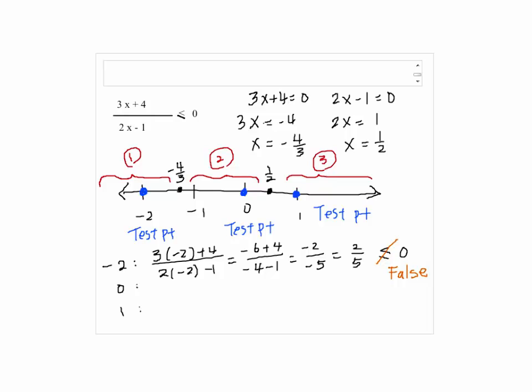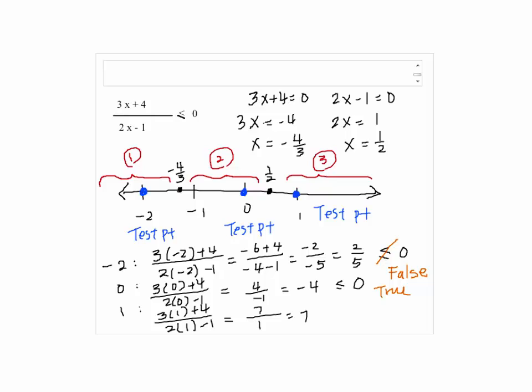The second test point, which is 0, will give us (3 times 0 plus 4) over (2 times 0 minus 1), which is 4 over -1, which is -4. That is less than or equal to 0, so that will give us a true statement. The last test point will give us (3 times 1 plus 4) over (2 times 1 minus 1). So it will be 7 over 1, which is 7. That is not less than or equal to 0, so it's also a false statement.